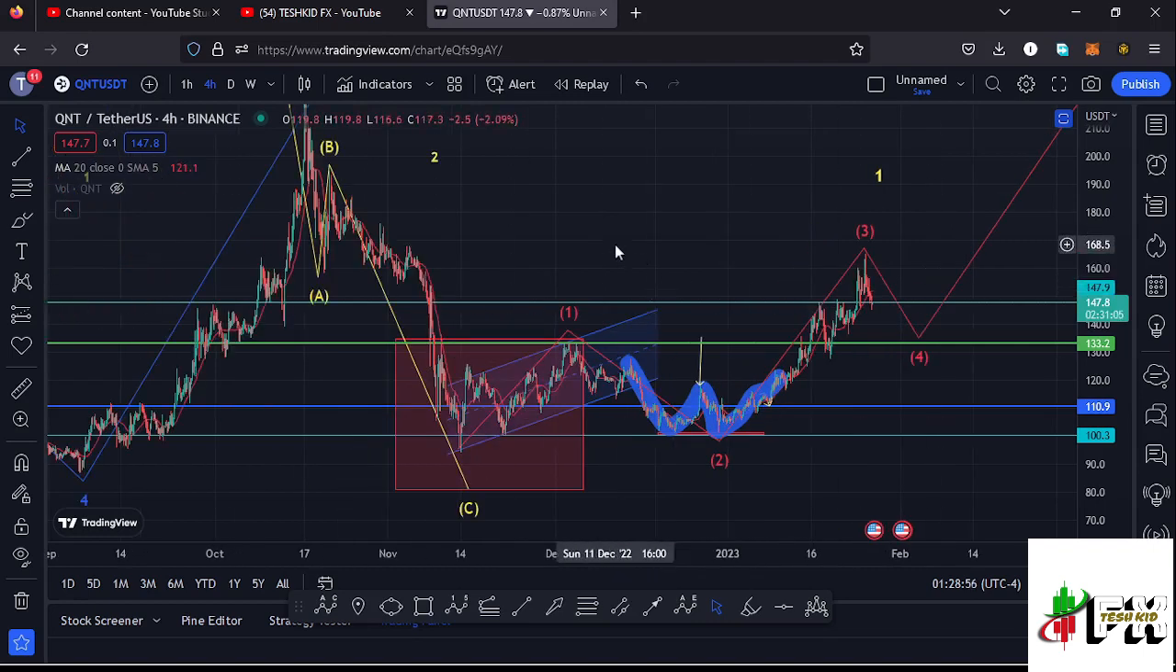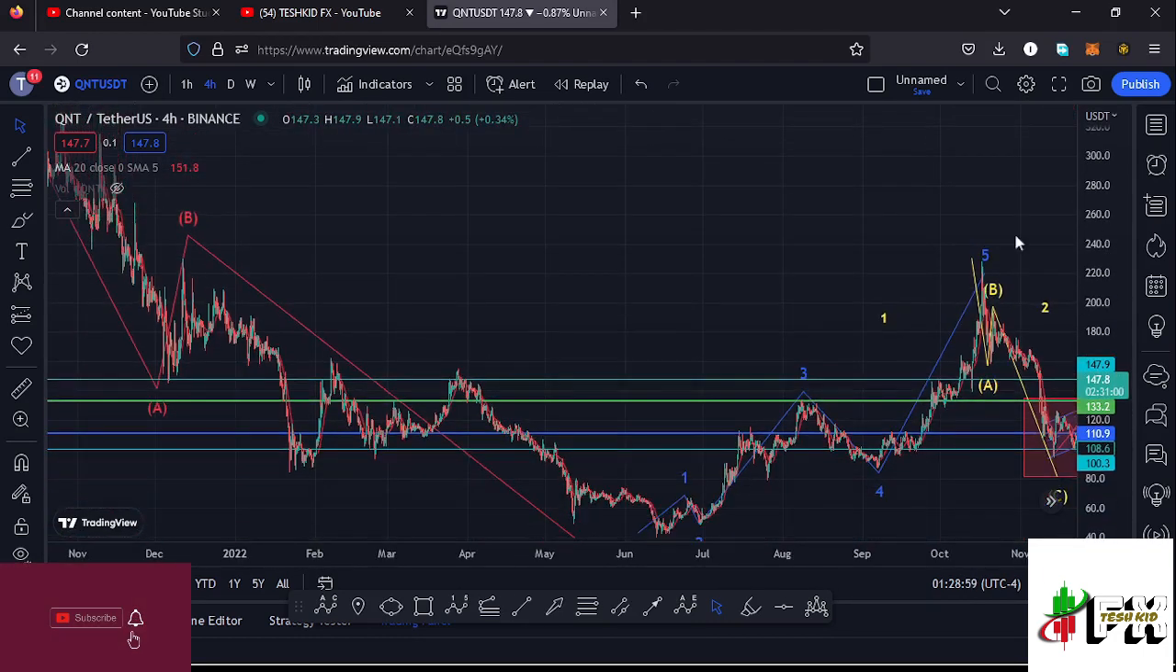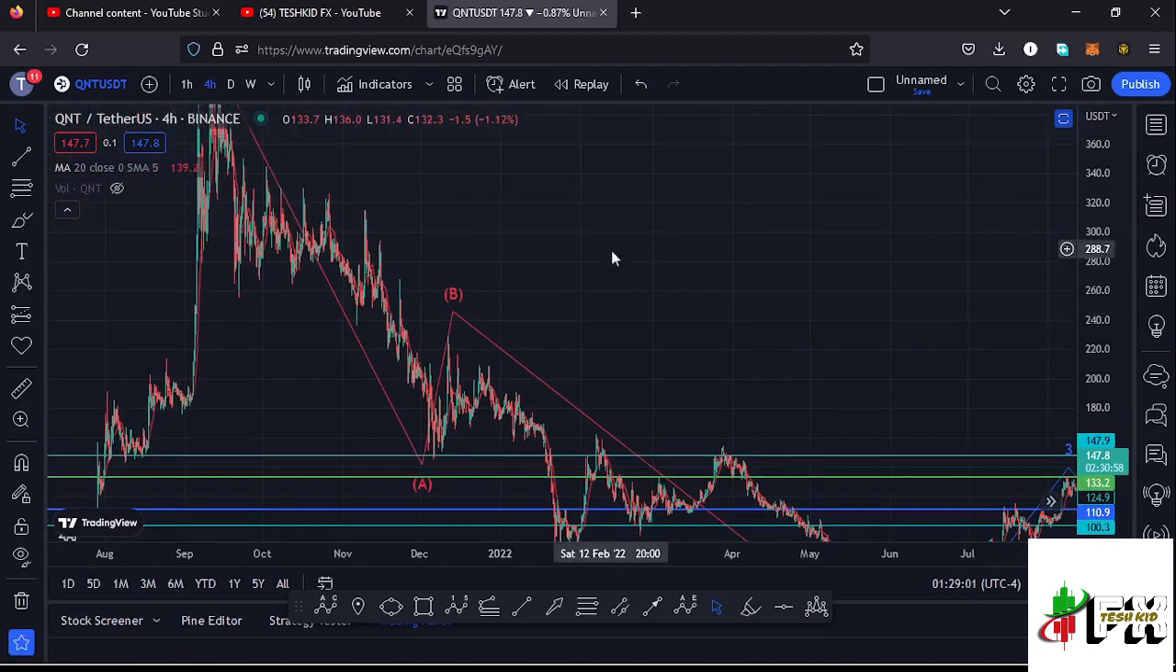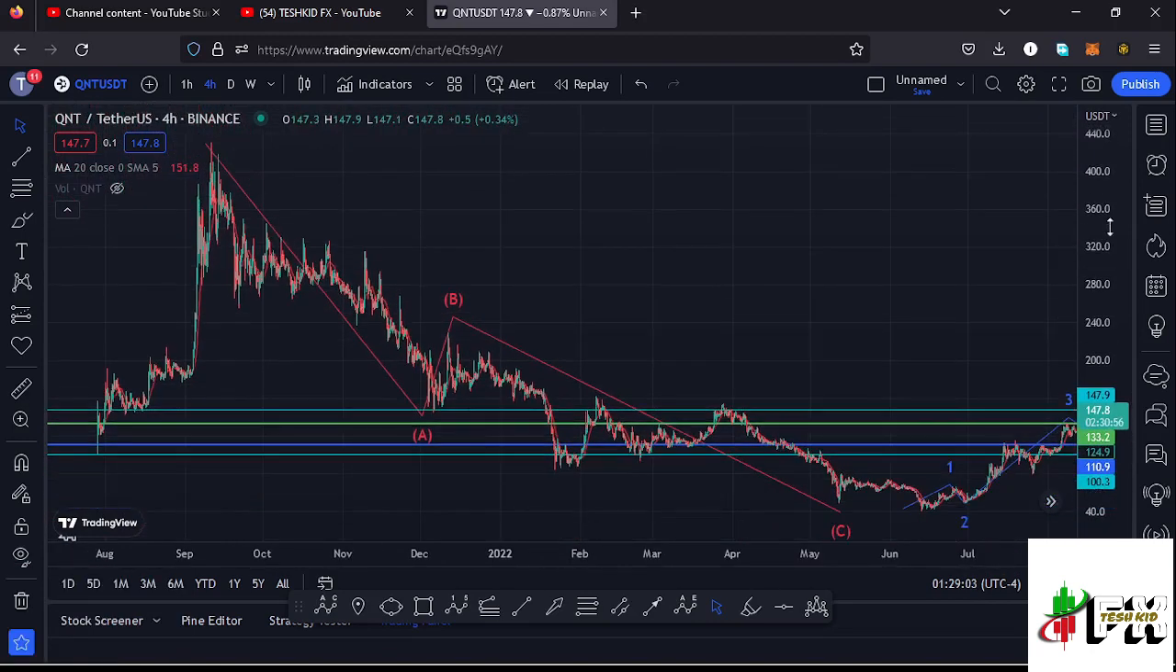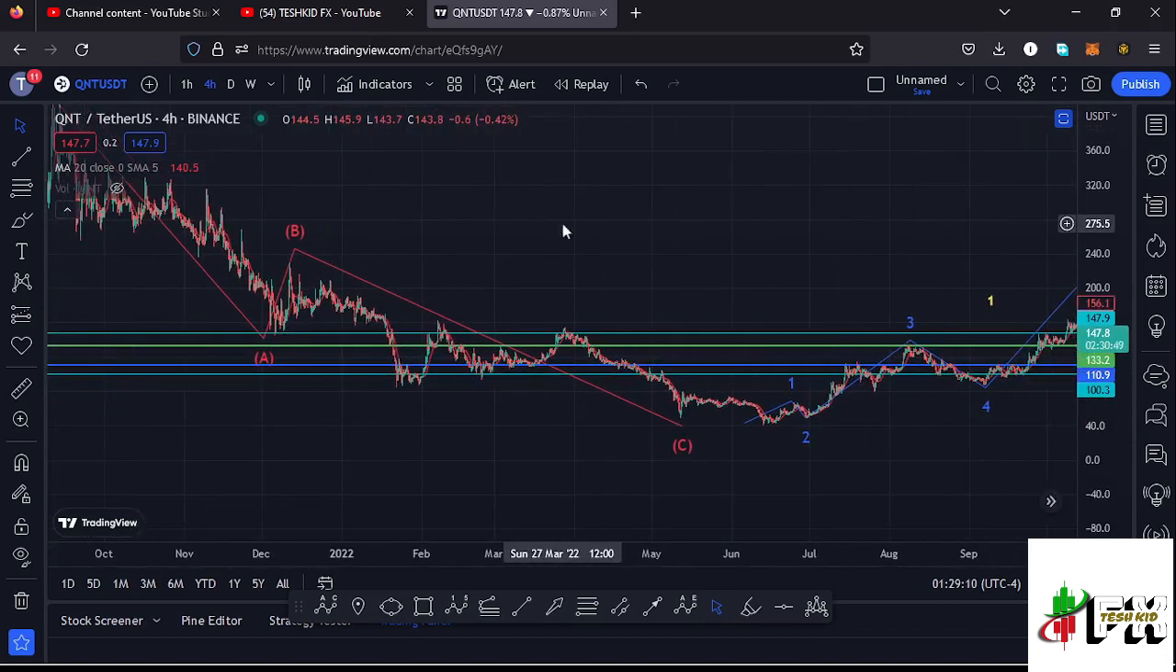Before I get into that part of the technical analysis, allow me to start on the 4-hour chart with a recap of what has been happening. After making an all-time high, Quant started the bear market, where we saw lower prices in this ABC corrective structure, which took us back to around the $40.1 mark.